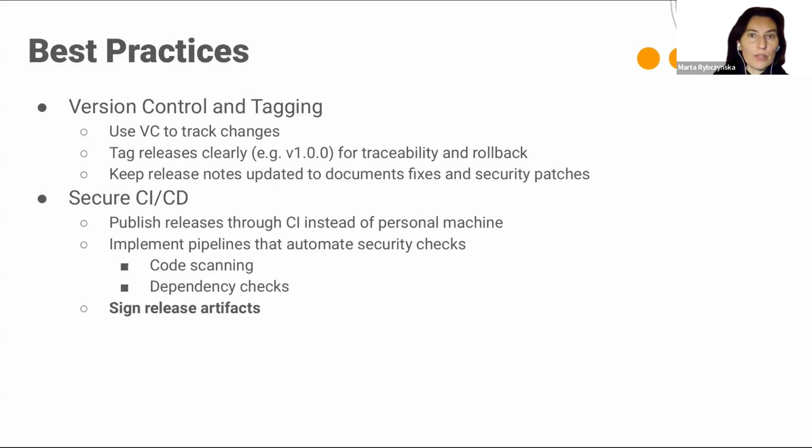In your continuous integration, continuous deployment pipeline, we heavily recommend that you publish through the CI and not from your personal machine. You can do pipelines that automate all kinds of security checks. You can do code scanning, you can check dependencies if they do not have any vulnerabilities, and you can sign release artifacts.